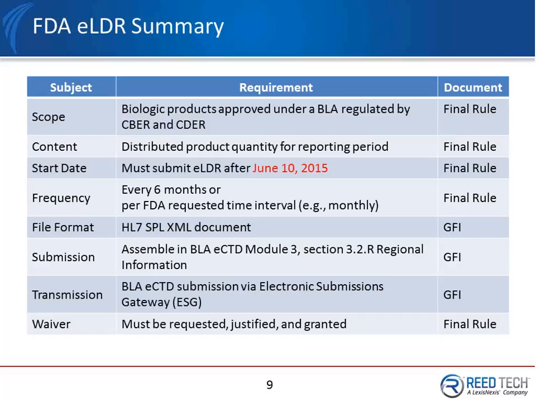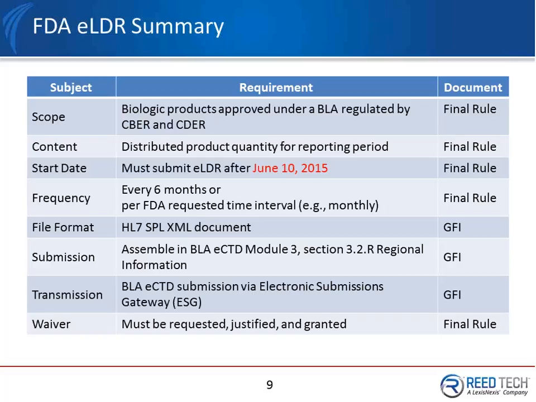That date, as you are presumably all aware, was June 10th of 2015, essentially 1 year after the publication of the final rule. So that date has come and passed. Now we're in the period of mandated electronic lot distribution reporting. And again, as I mentioned, the frequency of those submissions. The guidance for industry document, that's the acronym GFI that you see on the right-hand side.